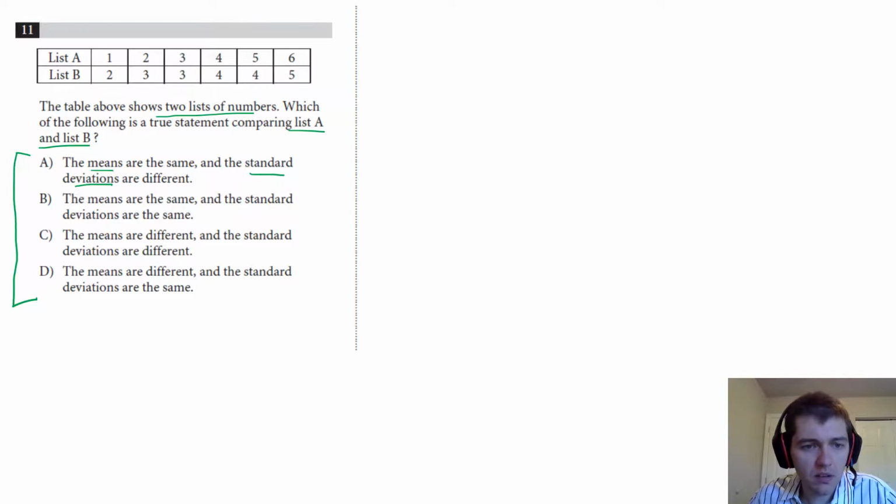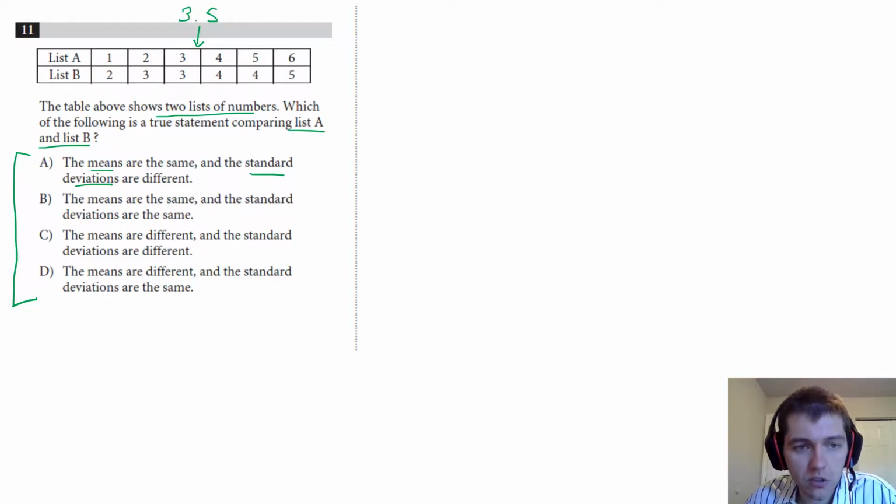So we'll start with the mean. You can knock out two answers one way or the other. So you have 1 through 6 in order, so you know that the mean of list A will be right in the middle. And it's pretty easy. If you need to calculate it, you can, but you can see that there's 1, 2, 3, 4, 5, 6. The mean will be 3.5.